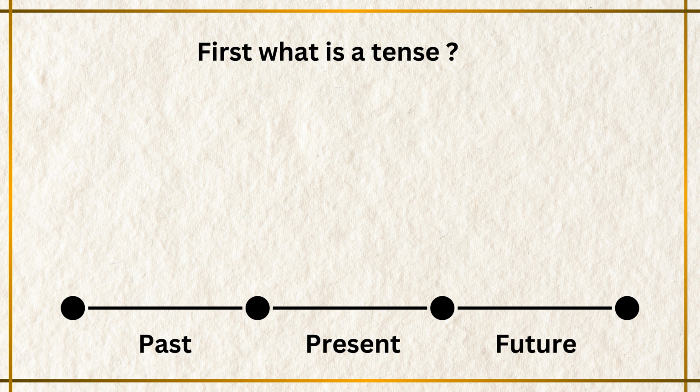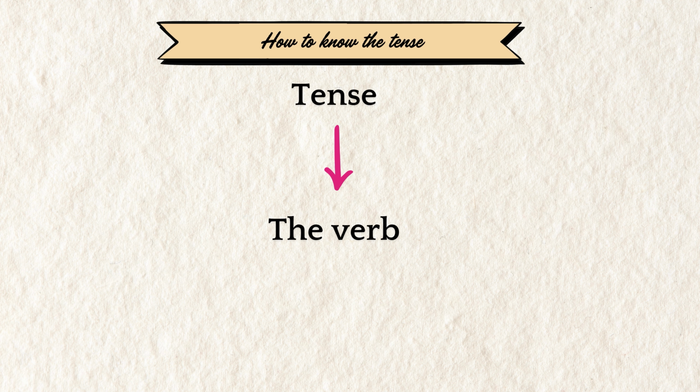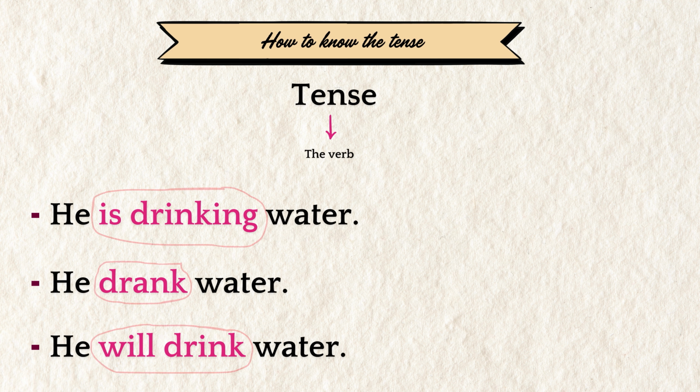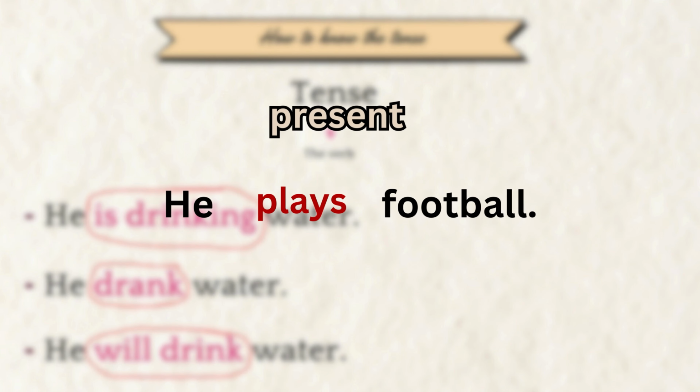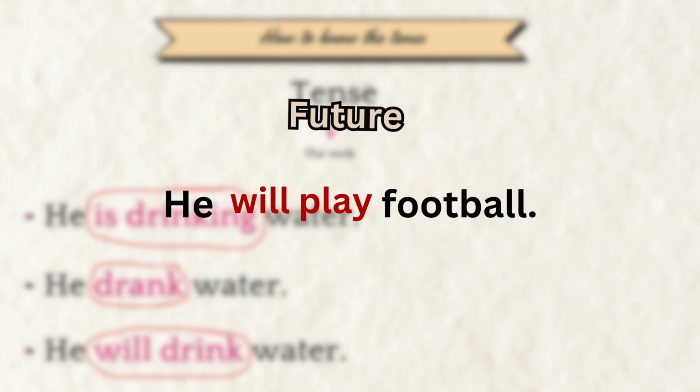For example, if you are hungry and ask your mom if the food is ready, you can know based on her answer if it's ready or you will need to wait more. You can notice that the tense only changes the verb in the sentence. So if you want to know the tense, you need to look at the verb. As you can see in this example, we change the tense by only changing the verb.